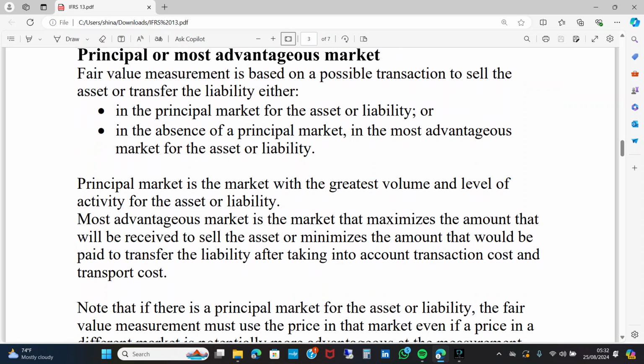Now, what's a principal market? Principal market is the market with the greatest volume and level of activity for the asset or what? Liability. So we're saying that principal market is the market with the greatest volume and level of activity for the asset or liability. Please write it down. Principal market is the market where they are selling that asset in the greatest volume and level of activity.